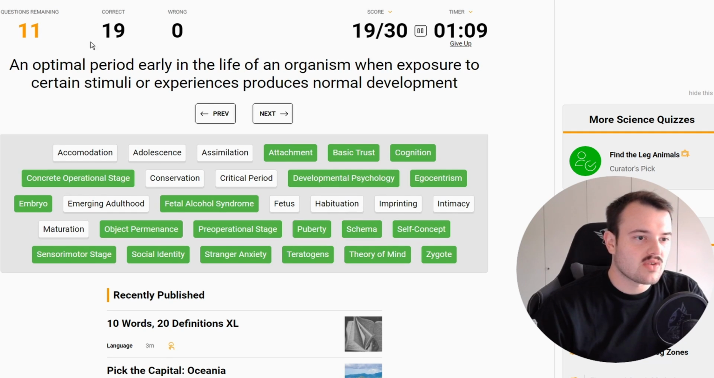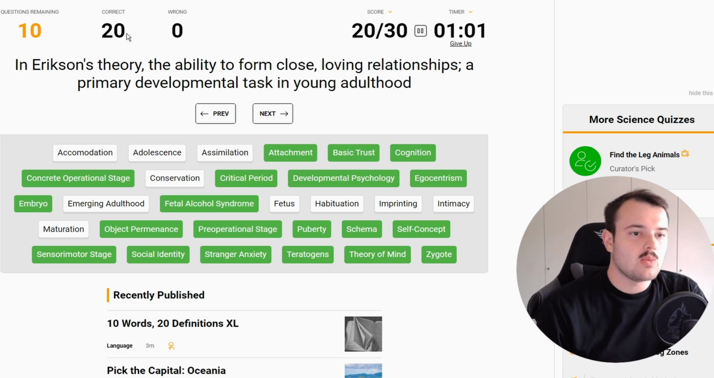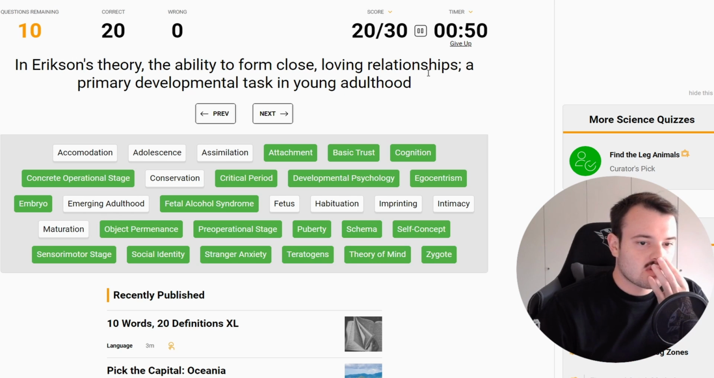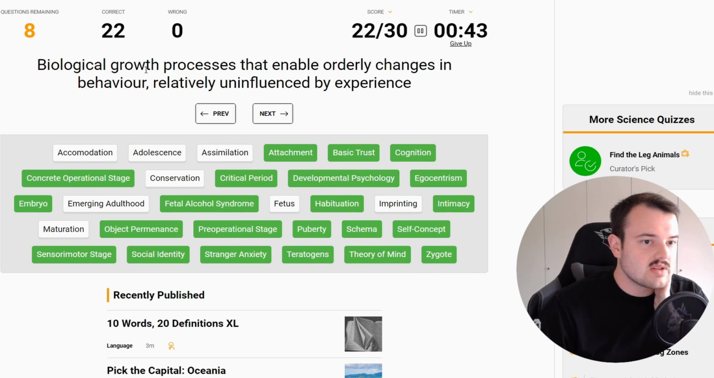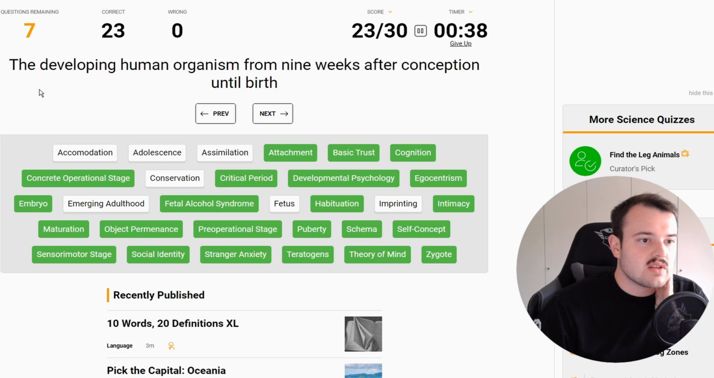That's a schema or a scheme. An optimal period in early life of an organism and exposure to certain stimuli or experiences produces normal development. That's a critical period, very well known for learning language from the age of 2 to 5. Erikson's theory, the ability to form close, loving relationships, a primary development task. Intimacy, absolutely. Decreasing responsiveness with repeated stimulation, that's habituation. Here we go, biological growth processes. That's maturation.